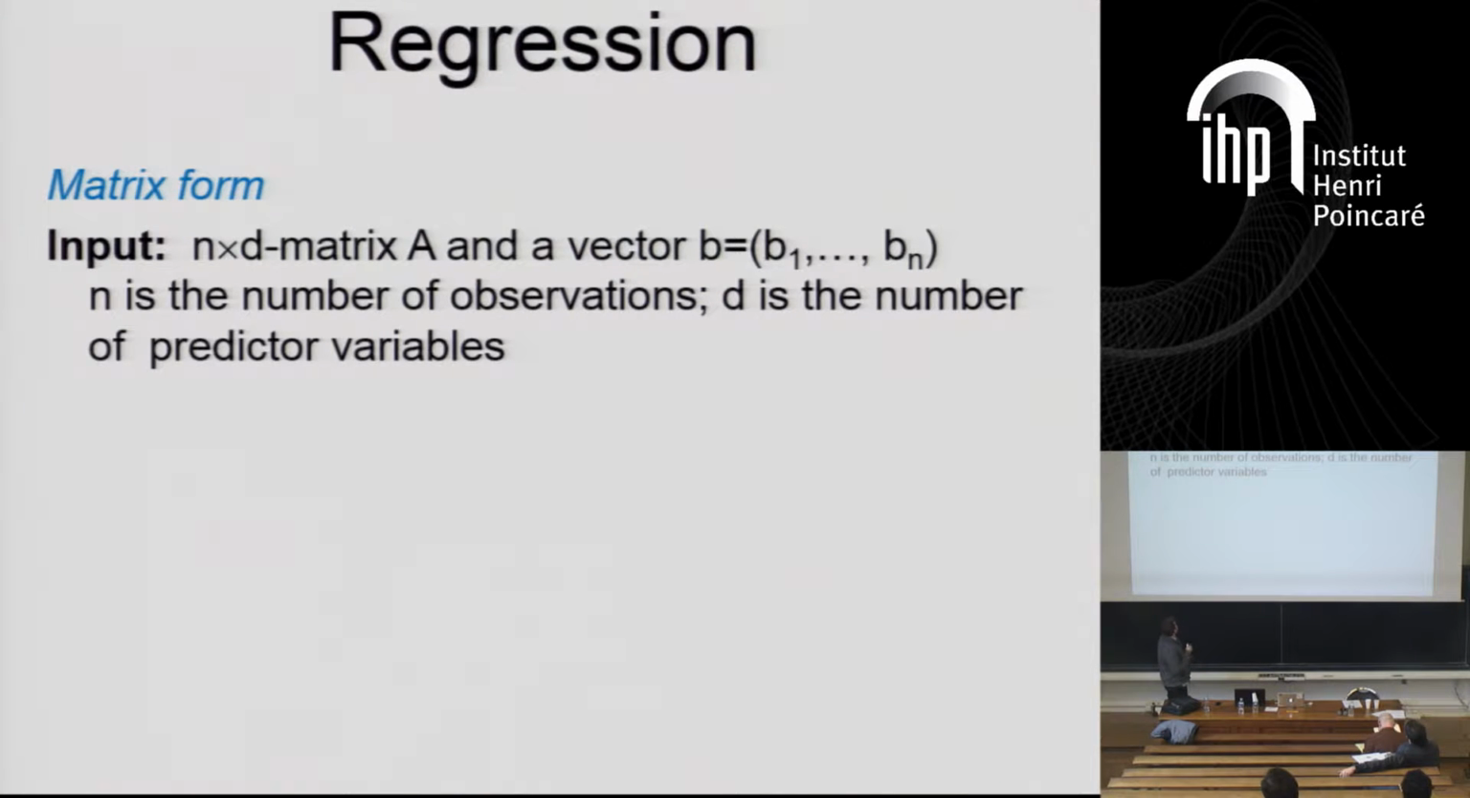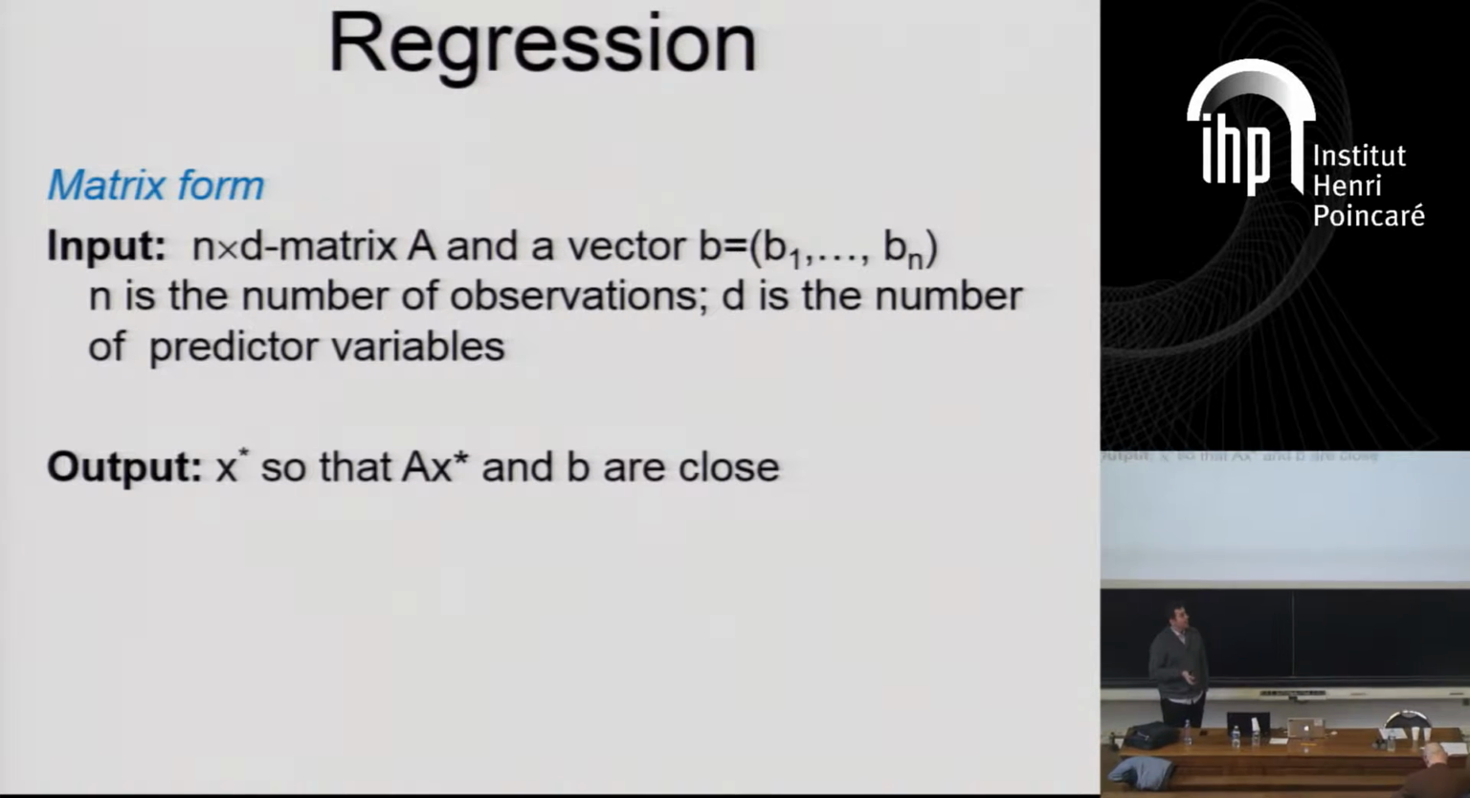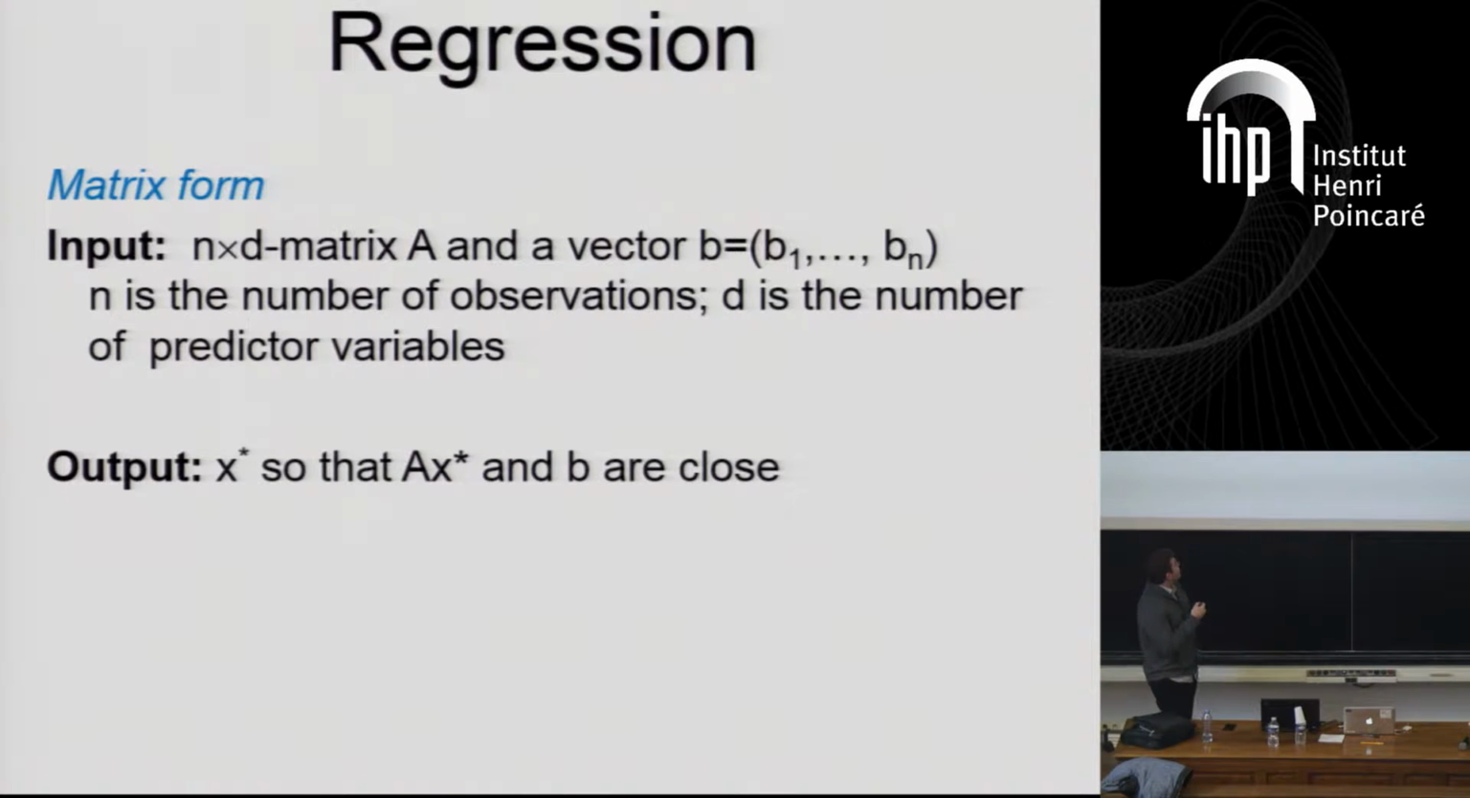What you're given is an n by d matrix A and an n-dimensional column vector b. In regression, think of n as the number of observations of some process, and d is the number of variables. These are called predictor variables. And the goal in regression is very simple. You just want to find a d-dimensional vector x star so that A x star and b are close.